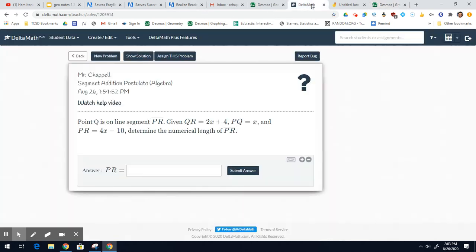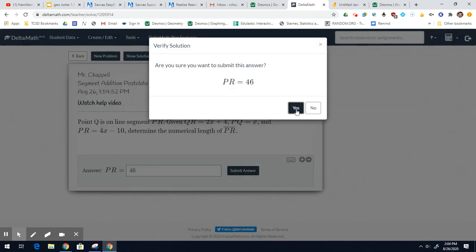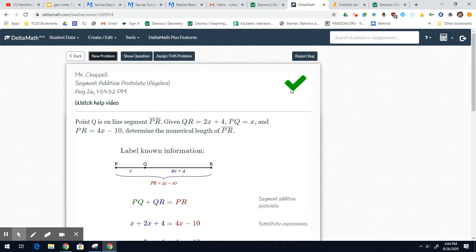So back to my Delta Math. This answer should be 46. I'll take my cursor, 46. I will submit that answer. And I got the green check mark. There we go. Cool.